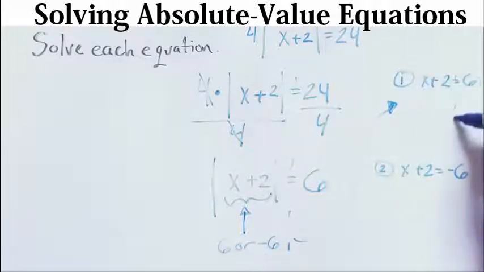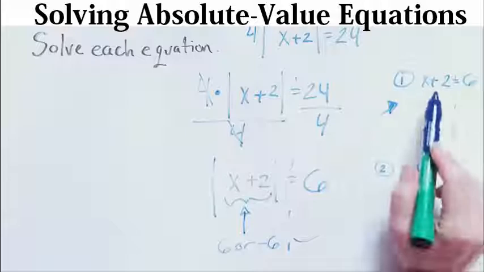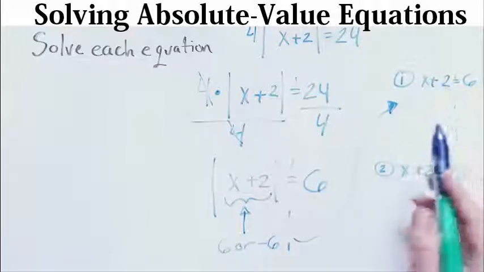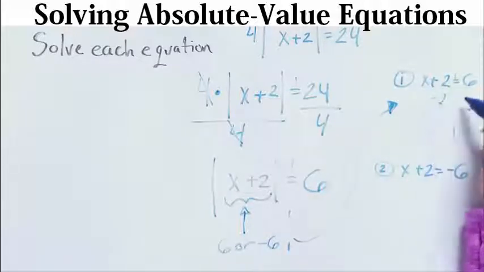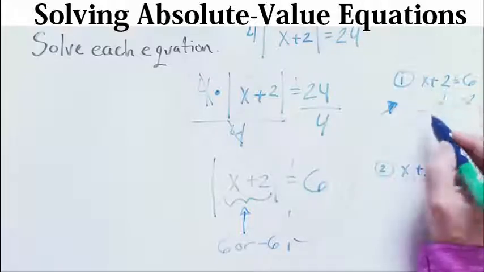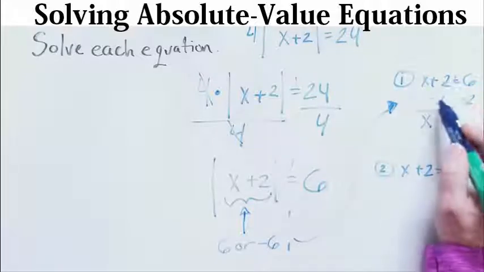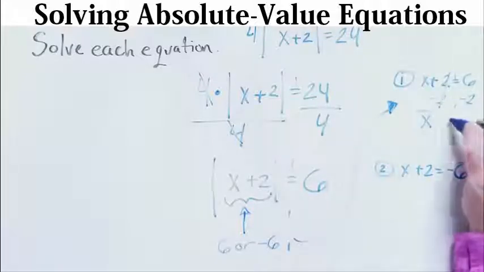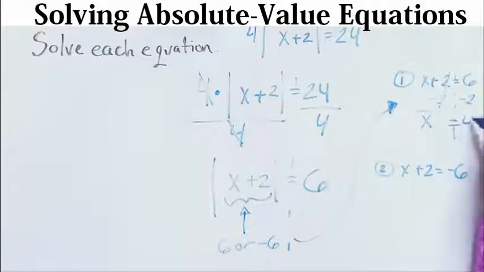So I want x to be by itself. Here's my equal balance beam. I need to move the positive 2. To move a positive 2, you pair it with a negative 2. The x is still there. A positive 2 minus 2 turns to 0, so those are gone. 6 minus 2 is 4. So our first answer is x equals 4.